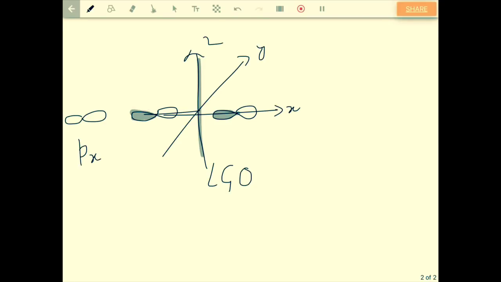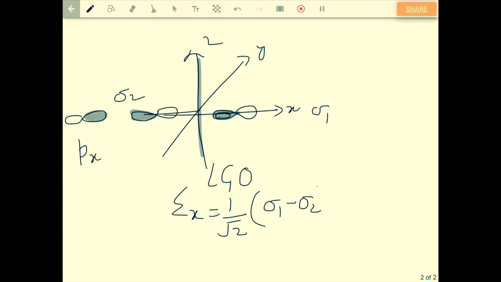If the p orbital is like this, the normalized wave function of this LGO, sigma x, is equal to 1 upon root 2 times sigma 1 minus sigma 2. This is the positive lobe of the p orbital and this is the negative lobe. So we can see that the positive lobe is towards the metal and the negative part is away from the metal.